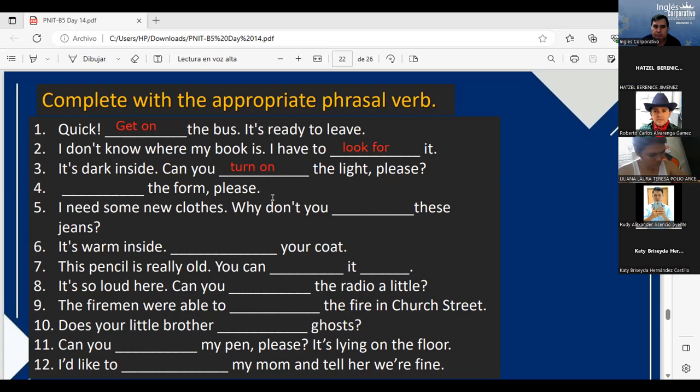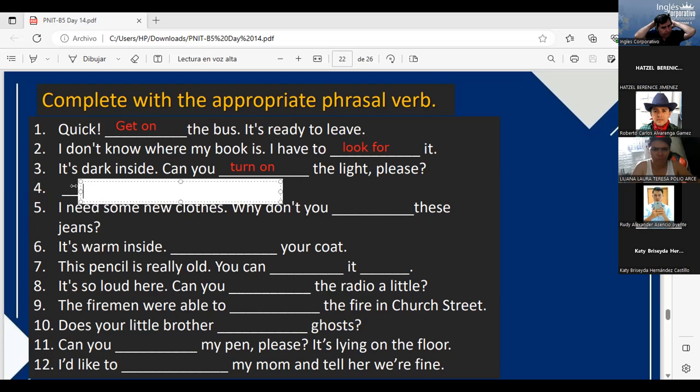And number four? Fill out the form. Fill out the form. F-I, no. Fill, with I. L-L. Fill out, space out, without the A. No A. This without this letter. That's correct. Fill out. Fill out the form.